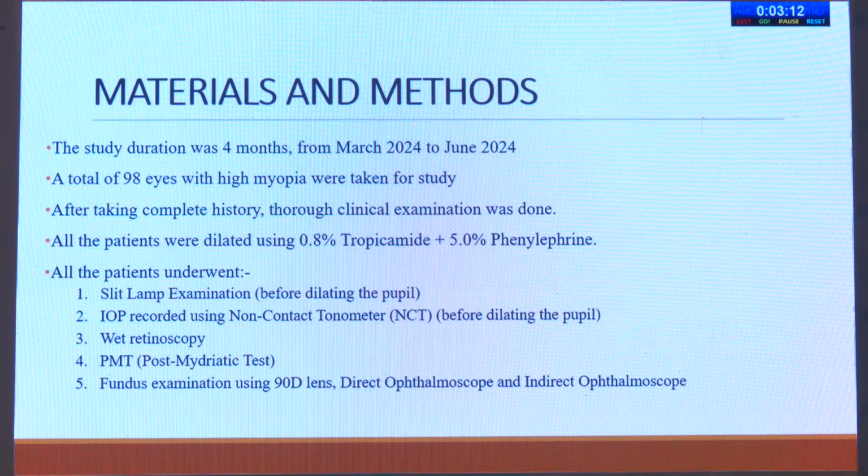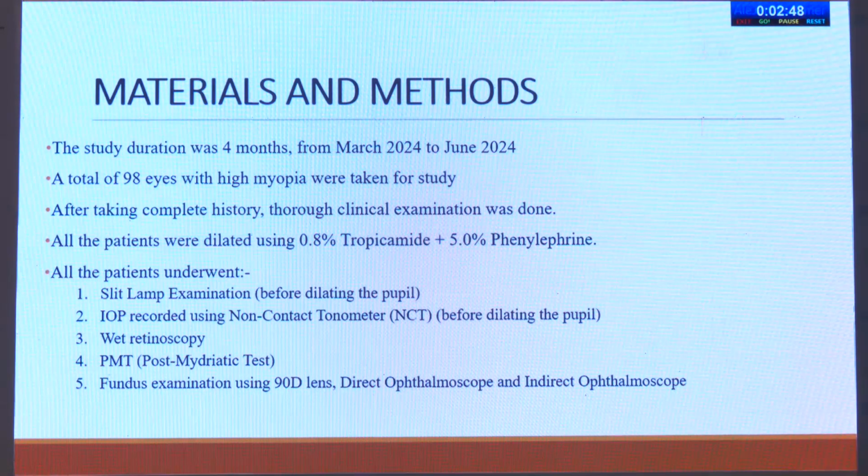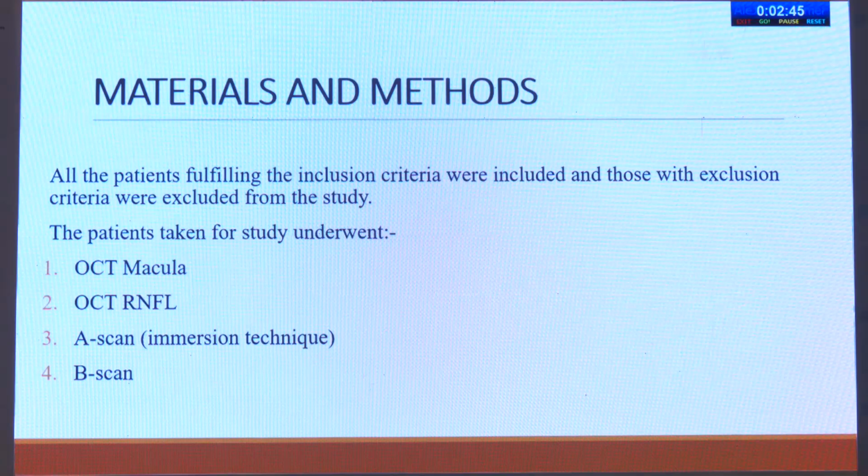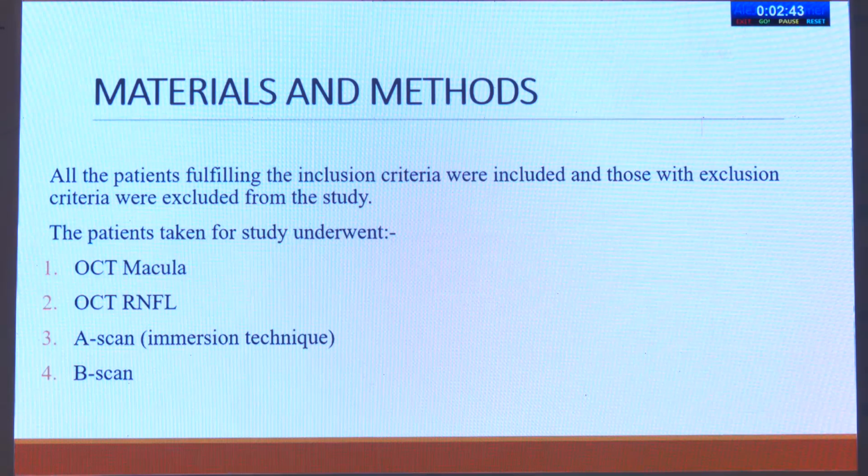with a total of 98 eyes. After taking history, the patients were dilated using 0.8% tropicamide with 5% phenylephrine. All patients underwent slit lamp examination before dilating the pupil. IOP was recorded using NCT, wet retinoscopy was done after dilating the patient, and fundus examination was done using a 90D lens, direct ophthalmoscopy and indirect ophthalmoscopy. The patients taken for the study underwent OCT macula, RNFL, A scan with immersion technique and B scan.